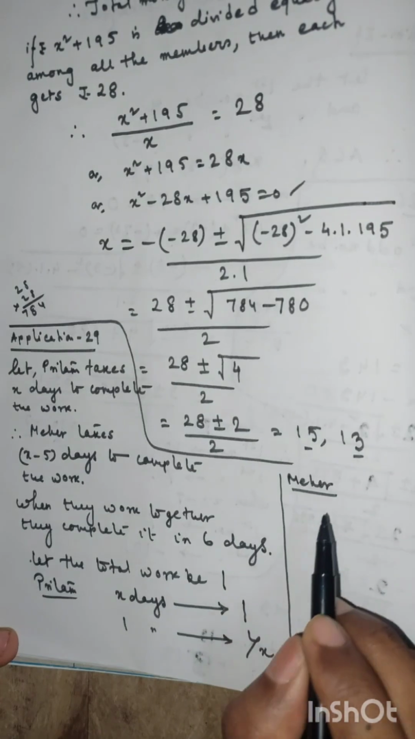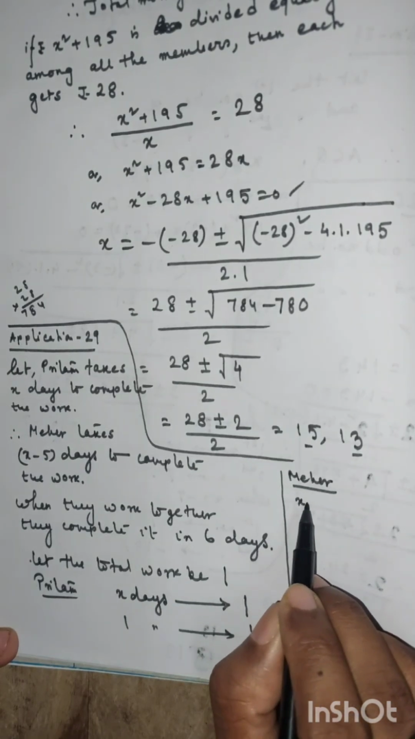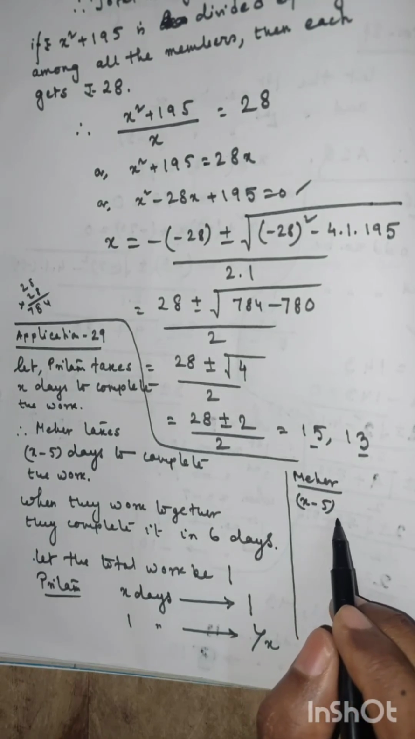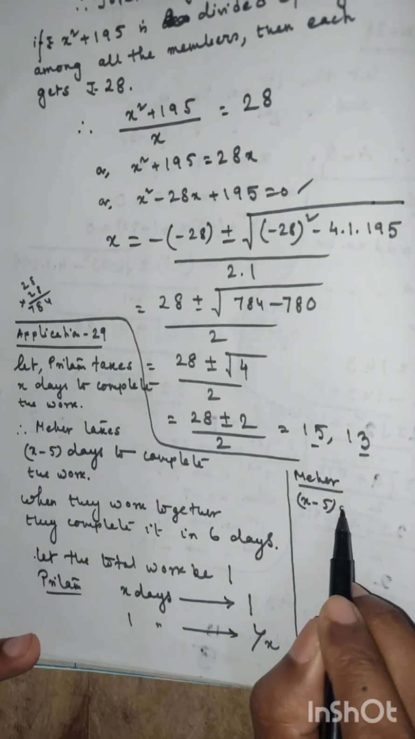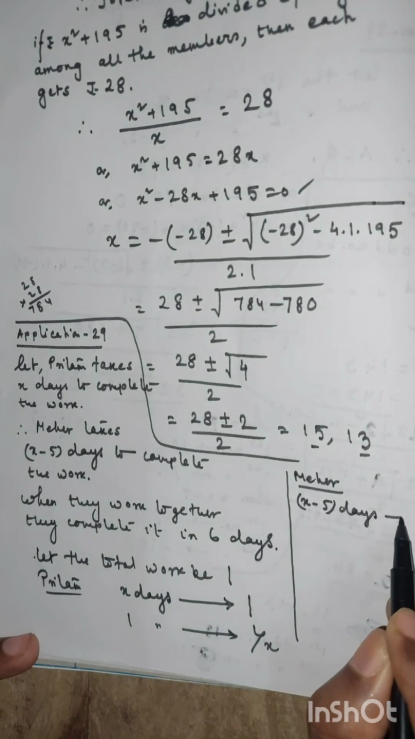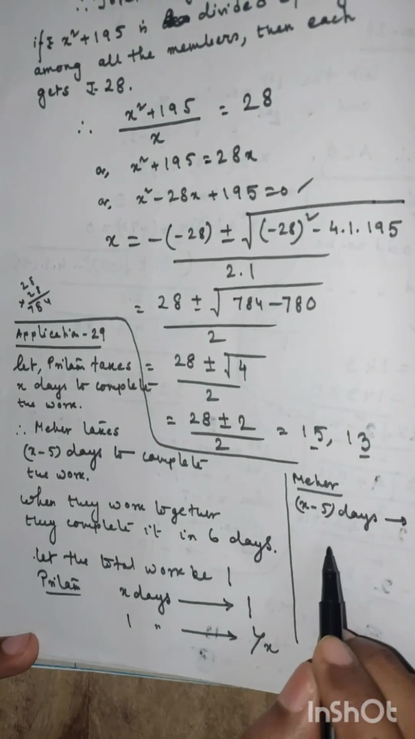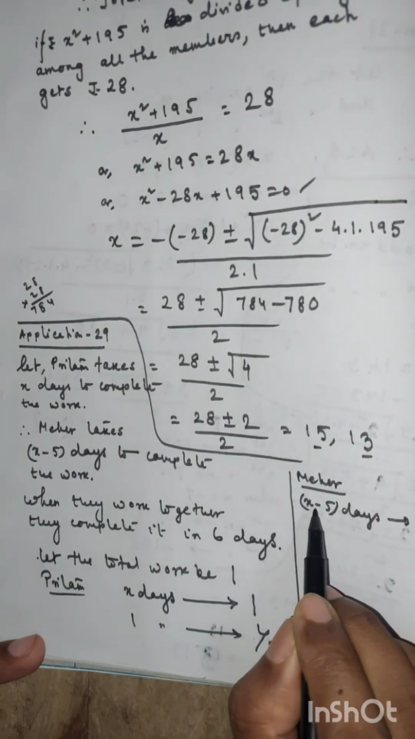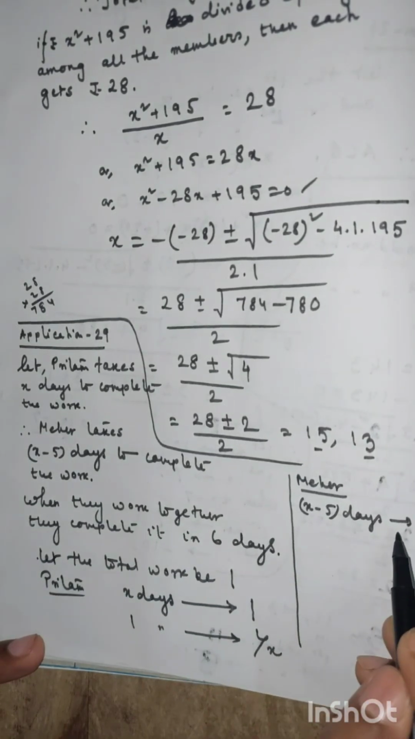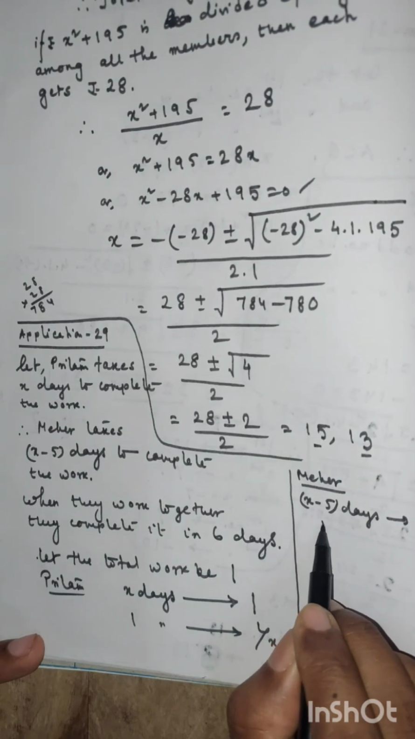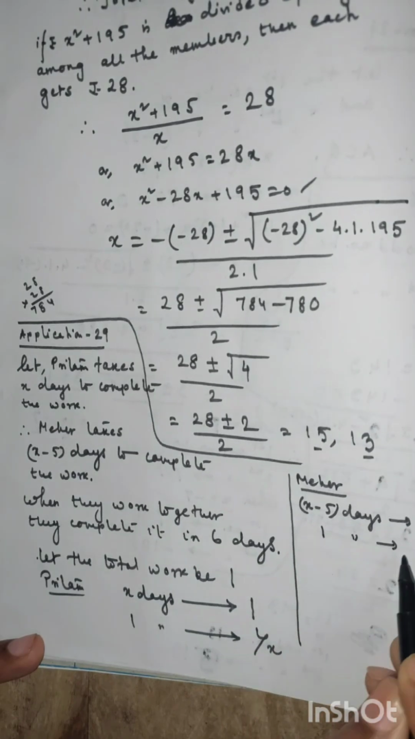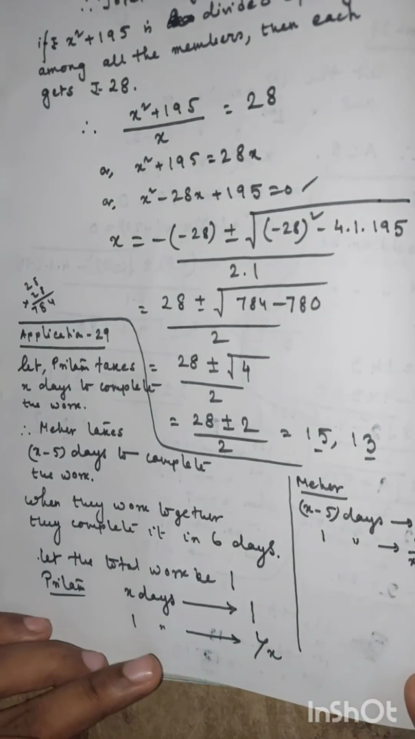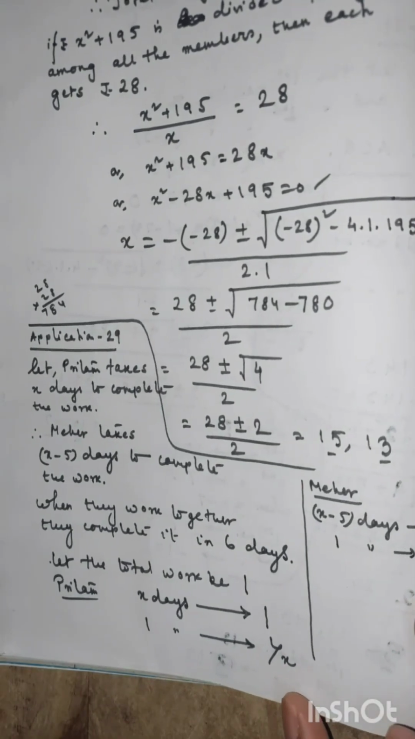Meher takes x minus 5 days. In x minus 5 days she completes 1 unit of work, as the total work is 1. So in 1 day she completes 1 by x minus 5 unit of work. So when they work together in 1 day they will complete.